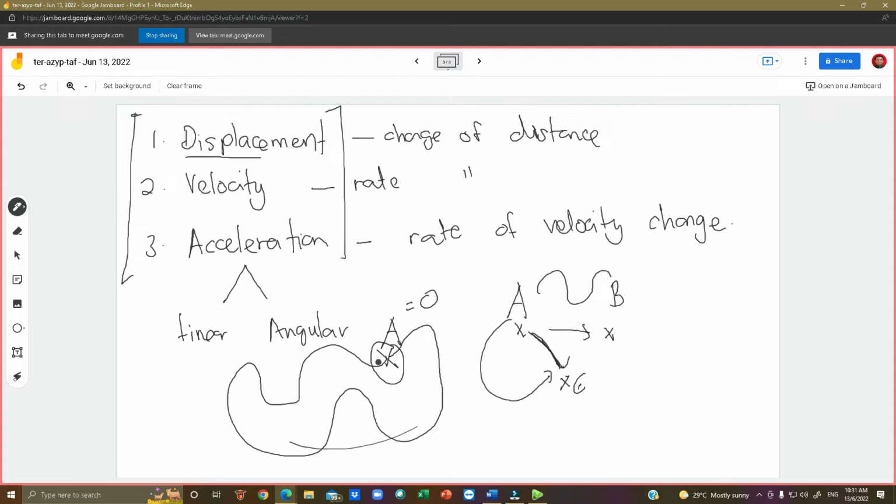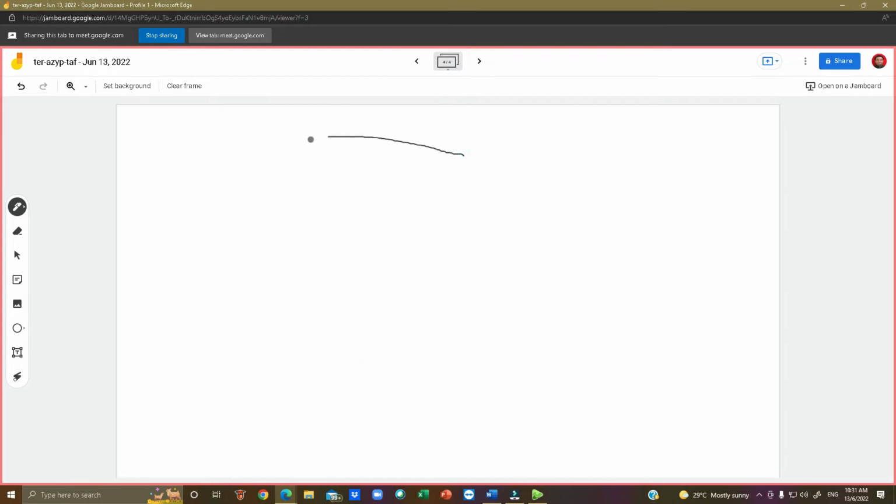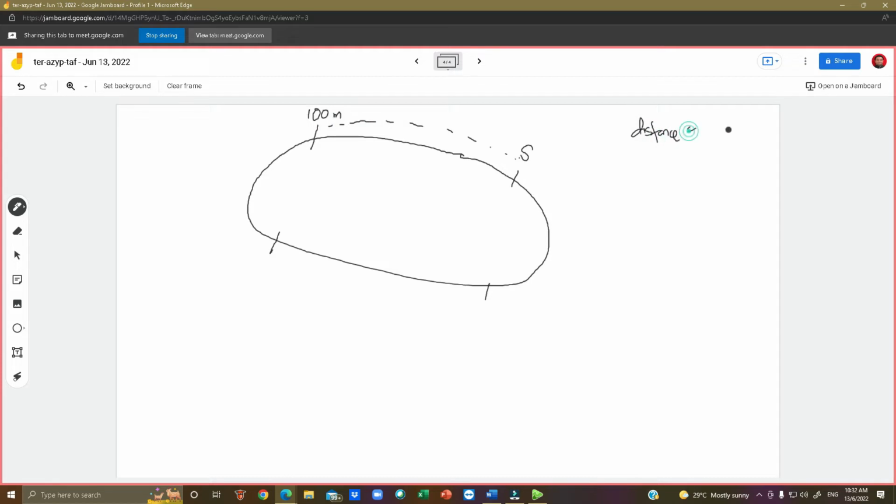Jadi kalau cerita distance, kita kena ukur along the way, along the pathway, from point start to point end. But displacement, okay, katalah kita ada displacement macam ni pula. Okay, kita ada track 400 meter. Okay, saya akan bagi kepada 4 bahagian. So we start here. Go to the first 100 meter. My question, what is the distance? Kalau dia gerak daripada sini ke 100 meter, what is the distance? Distance will be 100 meter.